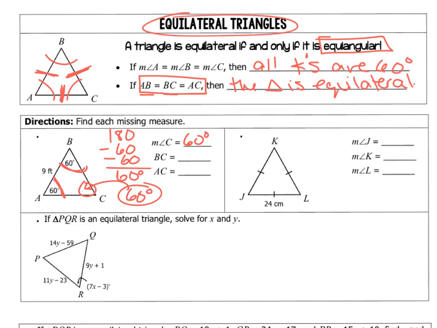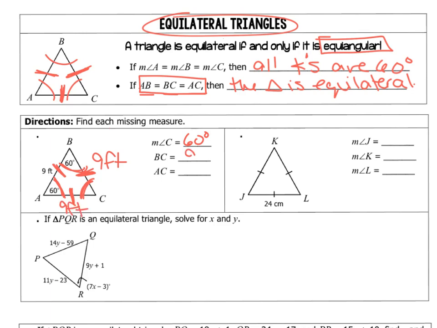This is an equilateral triangle. So if all of these angles are equal to each other, well then we know all of the sides are equal to each other. So if this is 9 feet, then also this is 9 feet, and this is 9 feet. So all of these would be the same. Okay, nice and simple. Equilateral triangles, everything is the same.